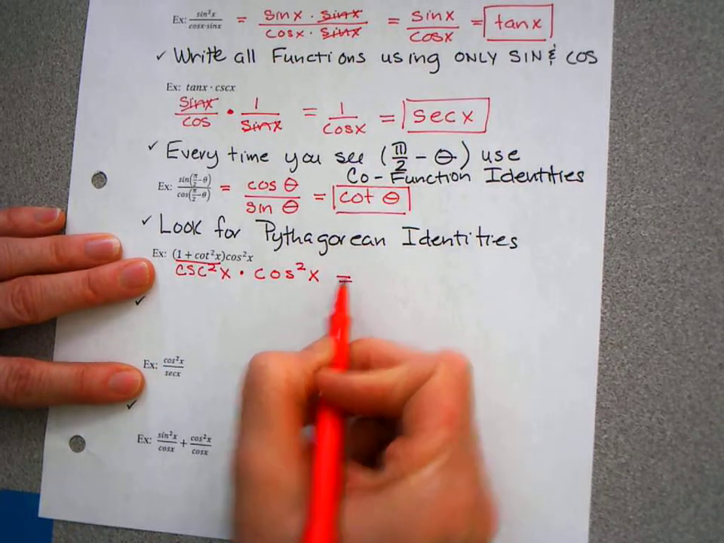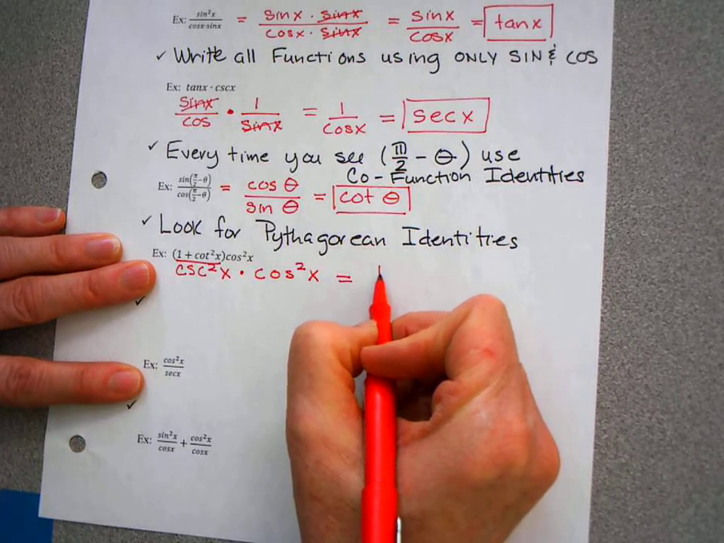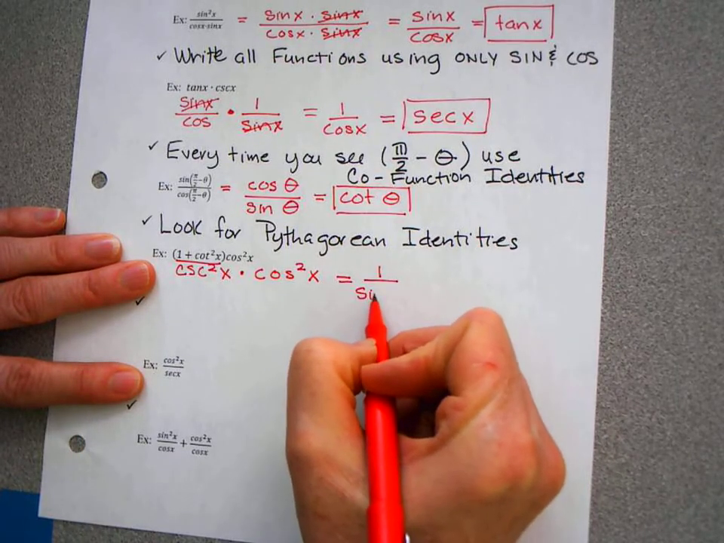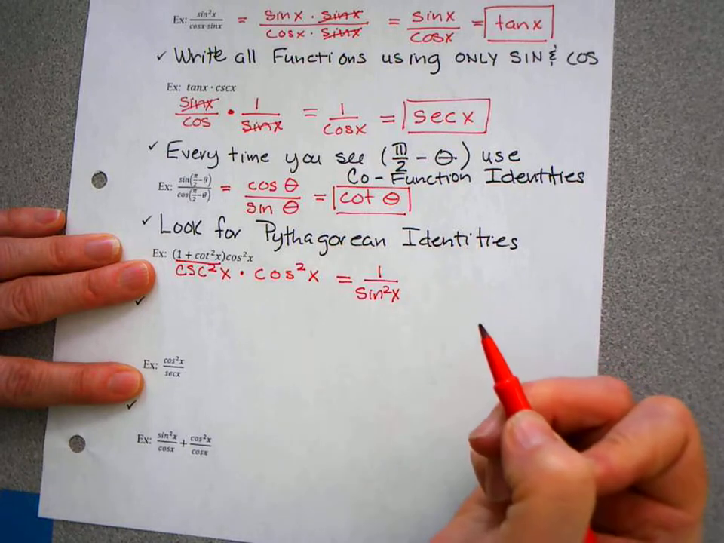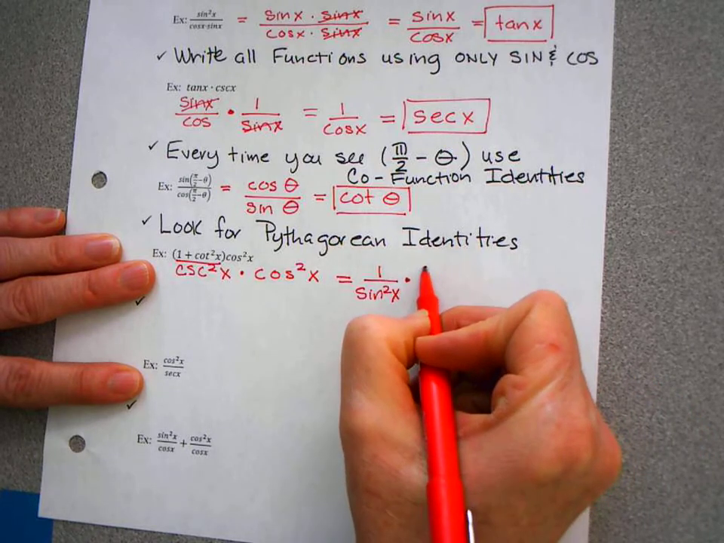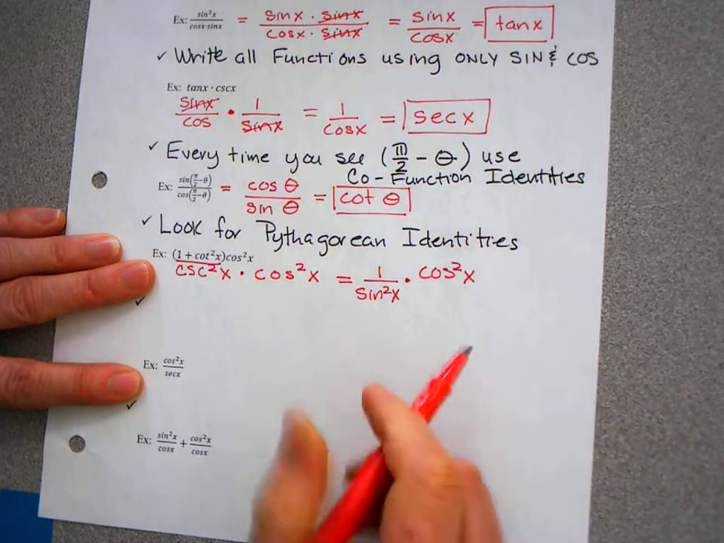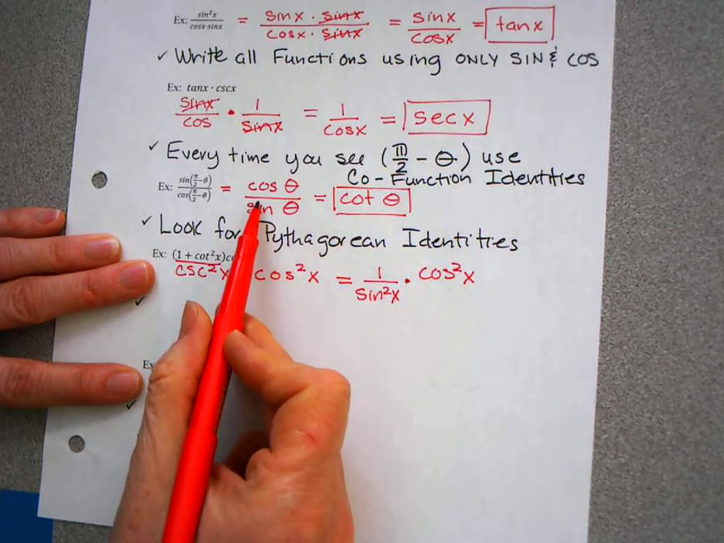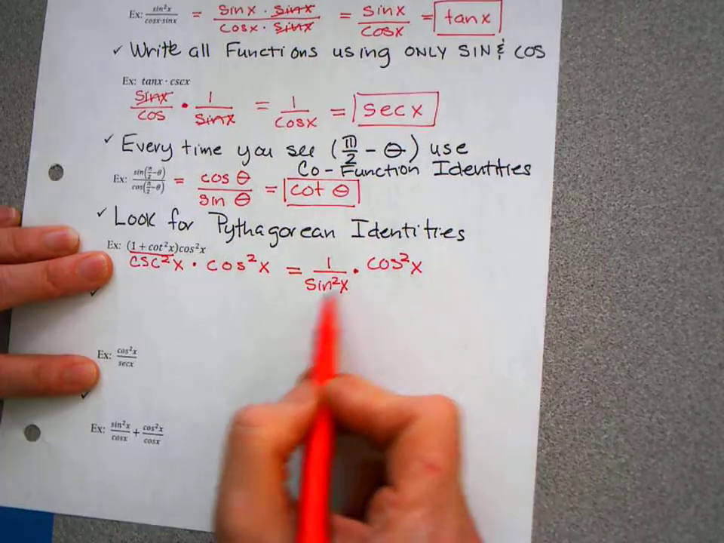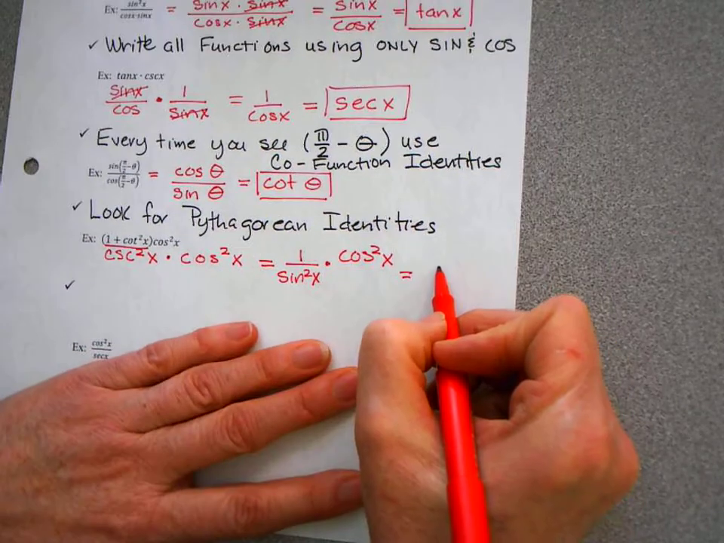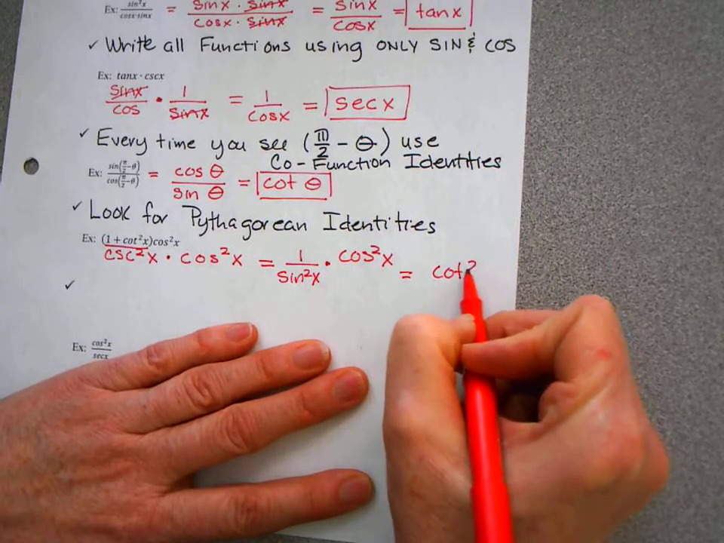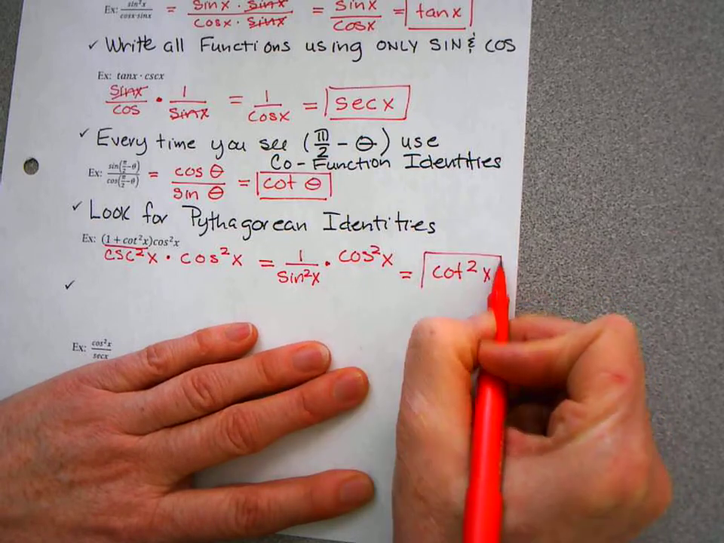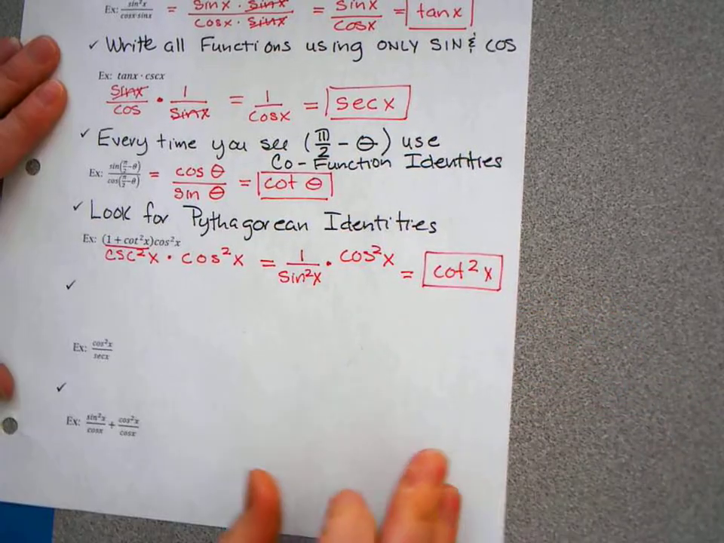How could we simplify the cosecant? Well, that cosecant squared is equal to 1 over the sine squared of x, and then it's multiplied by the cosine squared of x. Oh, well, this is just going to be the cosine squared over the sine squared, which I just saw was cotangent. But they're squared, so my answer is equivalent to the cotangent squared of x. And so it's just substituting, multiplying.